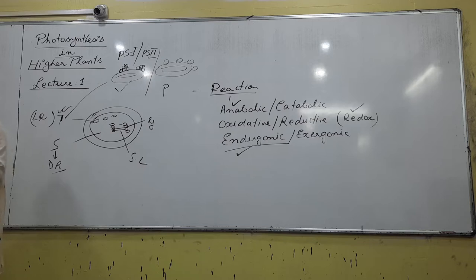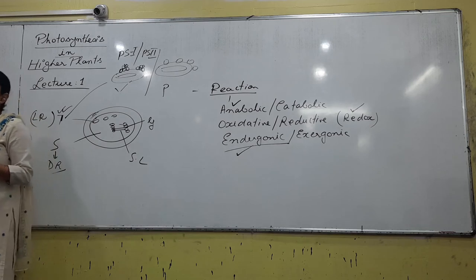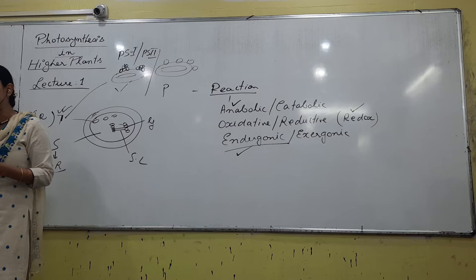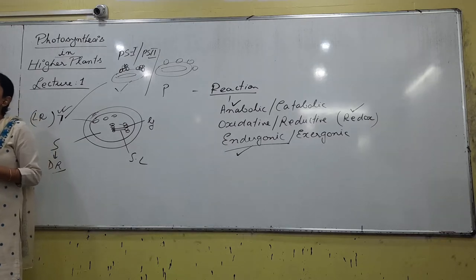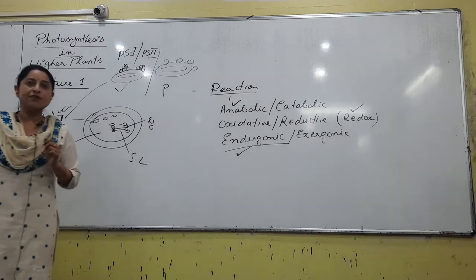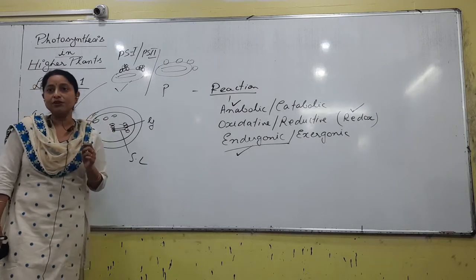The pigments found in higher plants are always chlorophyll and carotene. The pigments found in other photosynthetic organisms, we are talking about bacteria, blue-green algae, red algae, etc., are phycobilins. I think you all remember, no? Phycoerythrin, phycocyanin, we studied in the plant kingdom.